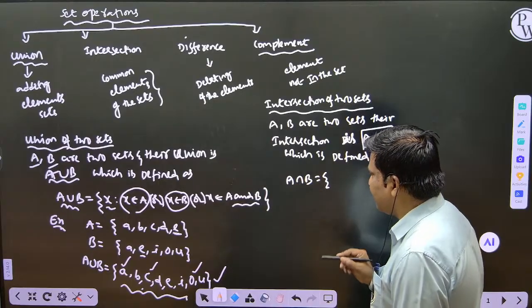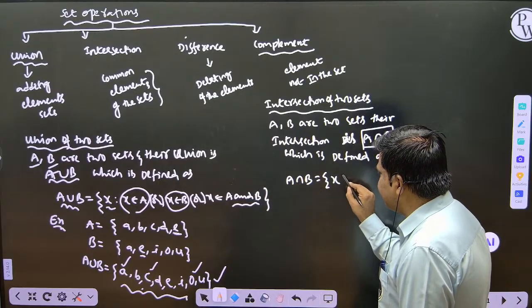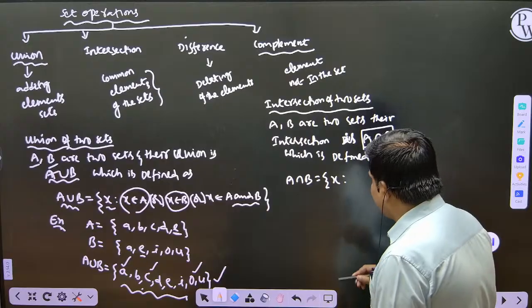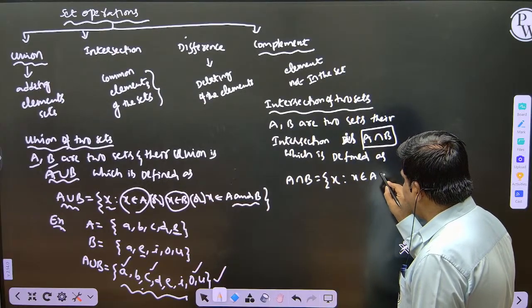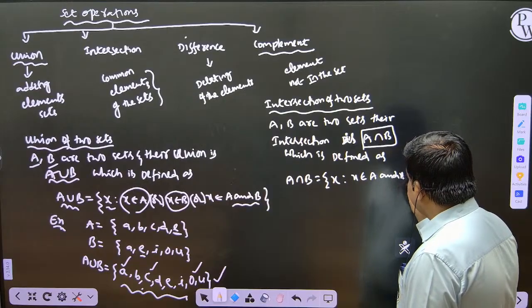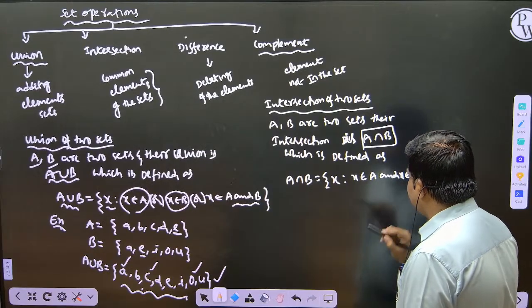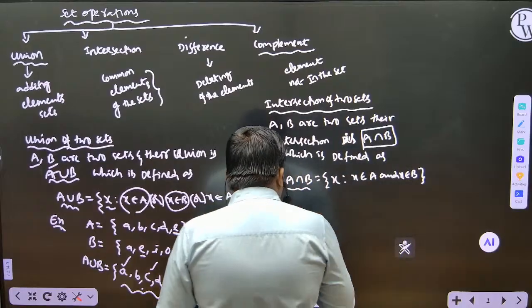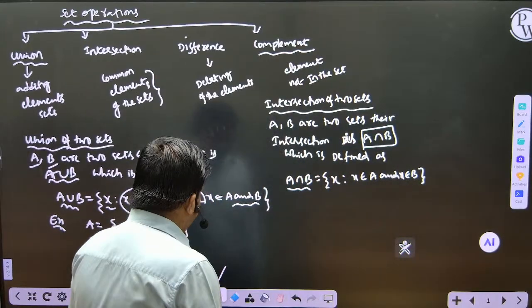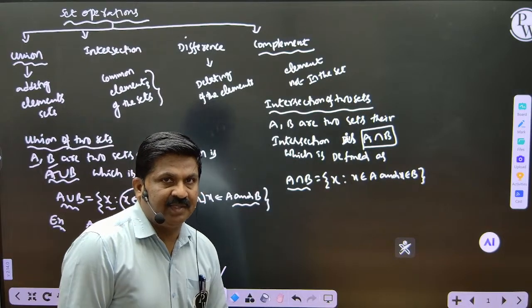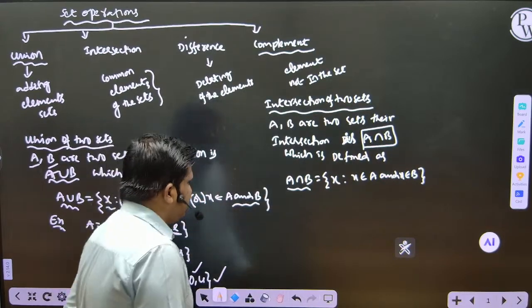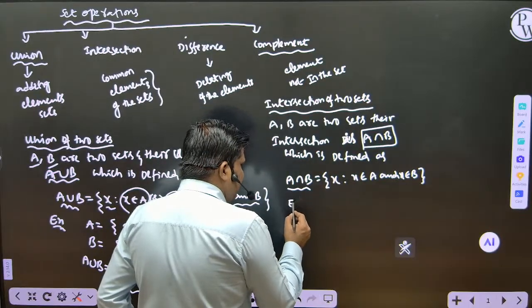is also a set or not? It consists of the elements x. But what is the nature of x? That x is present in A and that x must be present in B. What is A intersection B? A intersection B gives the elements present in both A and B. That is the intersection.